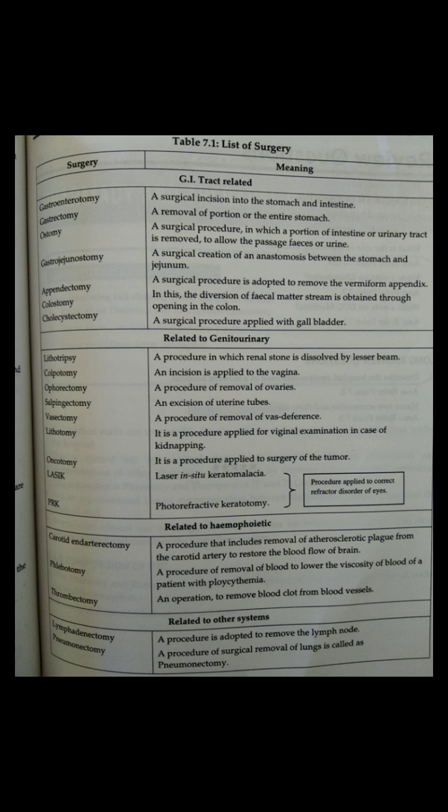Then next is related to other systems. In that, lymphadenectomy. The meaning is a procedure adopted to remove the lymph nodes. Then last is pneumonectomy. The meaning of this surgery is a procedure of surgical removal of a lung, called pneumonectomy. Okay, here the chapter number 7 is completed.